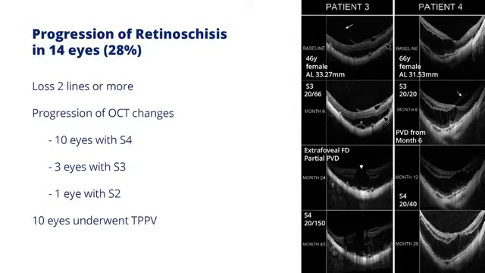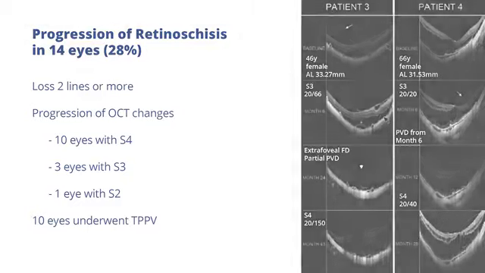14 eyes of this group, or about 28%, showed progression in terms of loss of 2 lines or more in vision, progression on optical coherence tomography, and of these, you can see that the majority were in the more advanced category of S4. 10 of these eyes underwent vitrectomy to try to resolve their pathology.